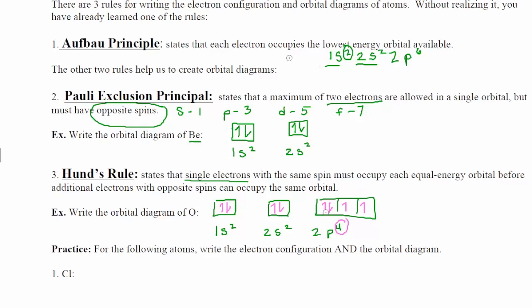All right. Now, I'm going to do chlorine with you to show you how to do it, just to make sure we're on the same page. All right. So for chlorine, I'm going to first write my electron configuration. So I've got 1s2, 2s2, 2p6, 3s2, and then it's 3p5.